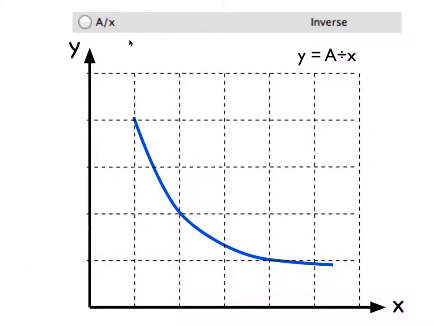If your graph goes through 0, 0, then you could pick proportional. The second graph type is an inverse graph. This is a graph where the y value decreases as the x value increases. The equation for an inverse graph is the y variable is equal to some graph constant divided by the x variable. In LoggerPro, you pick inverse by just clicking on the curve fit that says inverse.